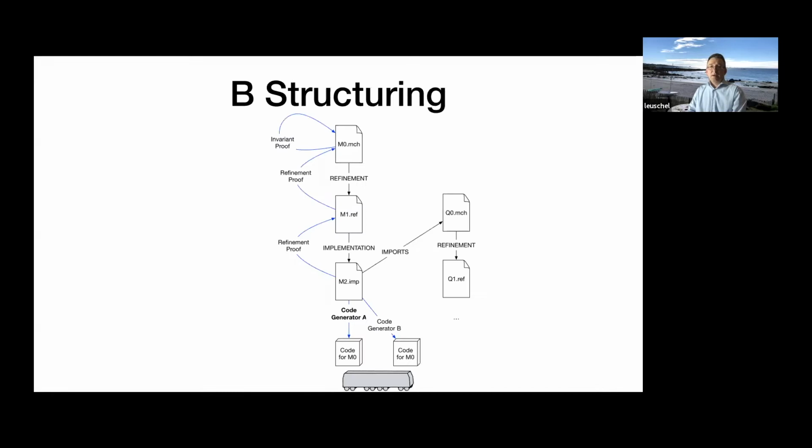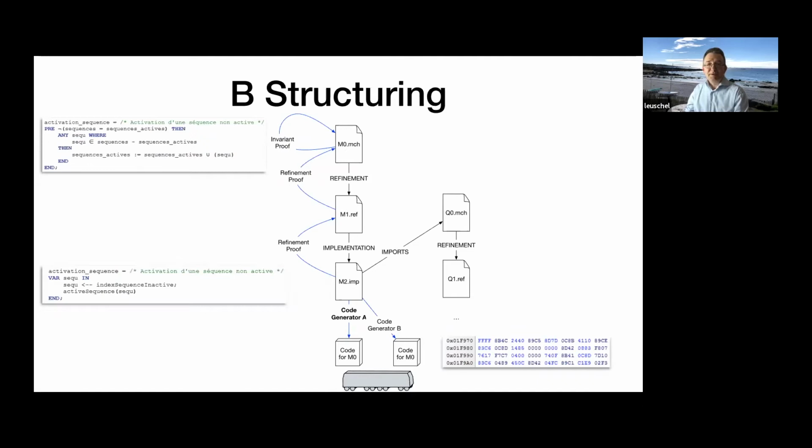You probably all have seen something like that. So the idea in B at the time was, you have an abstract model, which is hopefully correct. And then by refinement, you add more and more detail until you arrive at a level where you can generate code. And that was done, for instance, for the Line 14.